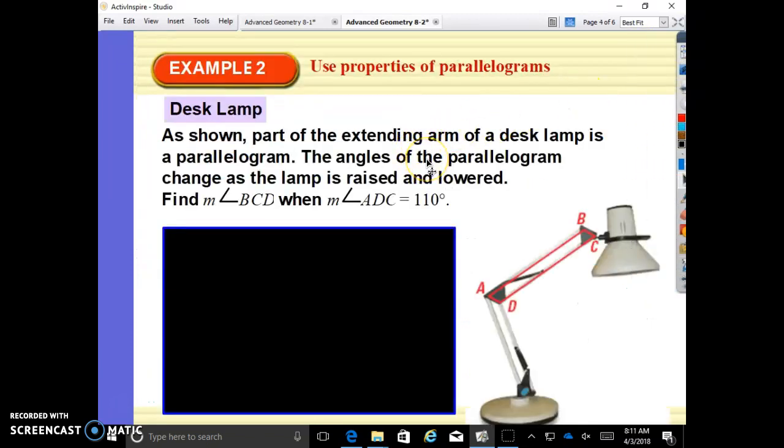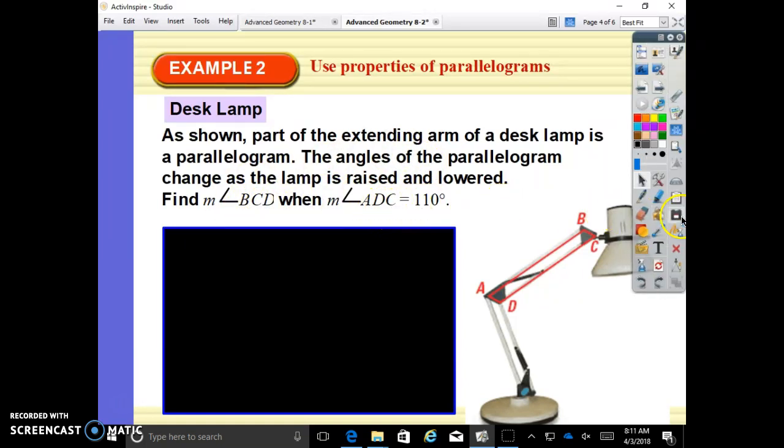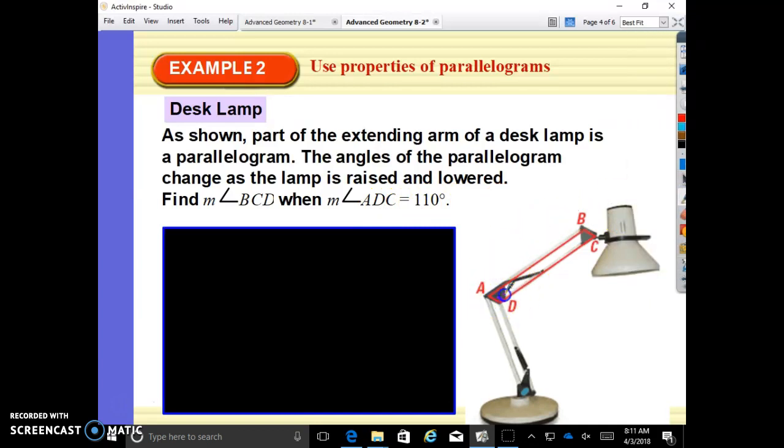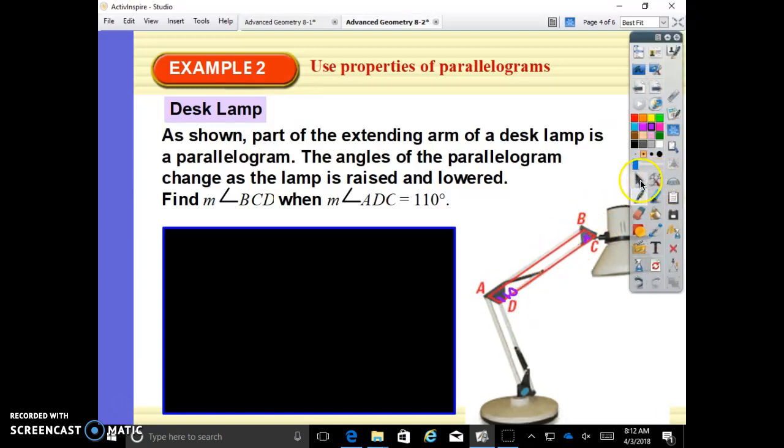As shown, part of the extending arm of a desk lamp is a parallelogram. The angles of the parallelogram change as the lamp is raised and lowered. Find the measure of angle BCD when the measure of angle ADC is 110. ADC, so this angle right here is 110, and they want to know the measure of angle BCD, this angle right here. And they said that it's a parallelogram, so these are consecutive interior angles. Consecutive interior angles must be supplementary. 180 minus 110 leaves us with 70.